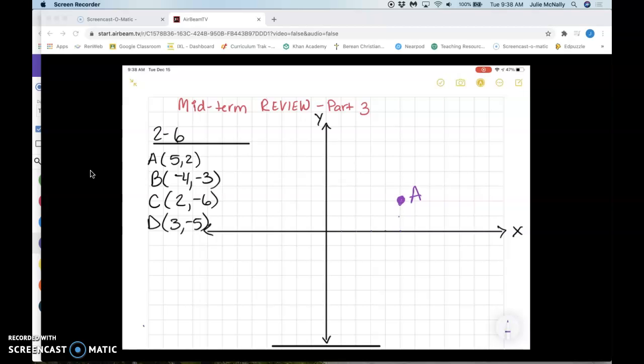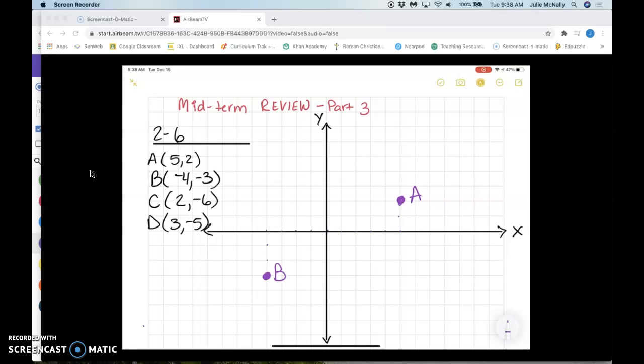Okay, letter B. How am I going to go? Who wants to tell me letter B? Brendan. So you're going to find 4 on the x-axis. Positive 4? Negative 4. Okay. So 1, 2, 3, 4 left. Move down to negative 3. 1, 2, 3. Good. All right, so I moved left 4 and down 3. Exactly. Nice job. Who wants to tell me C?